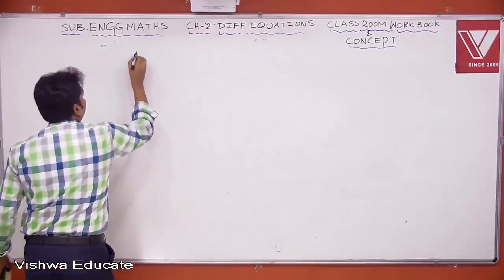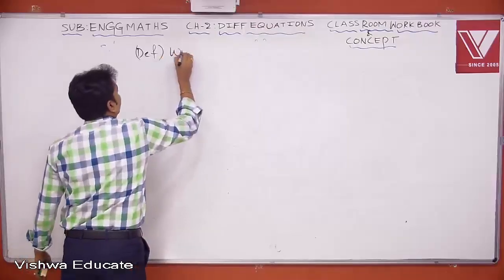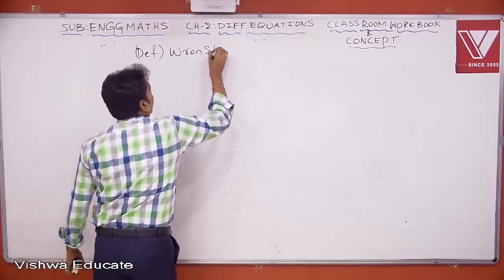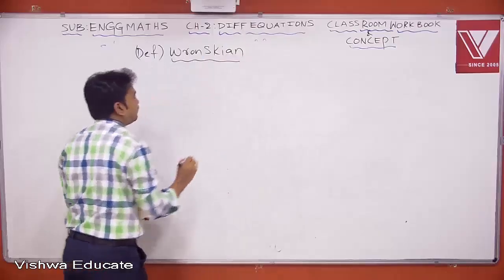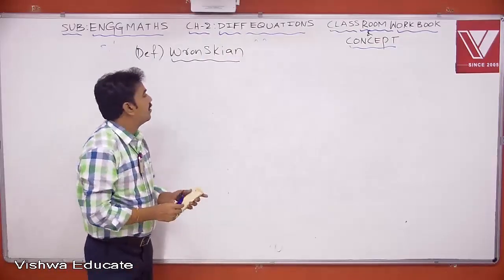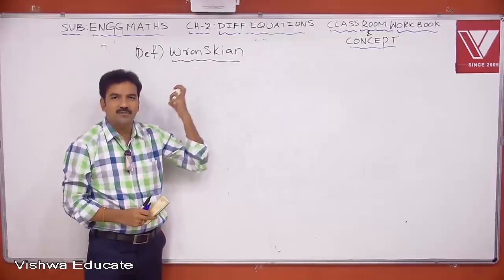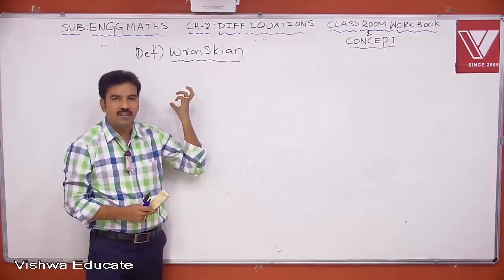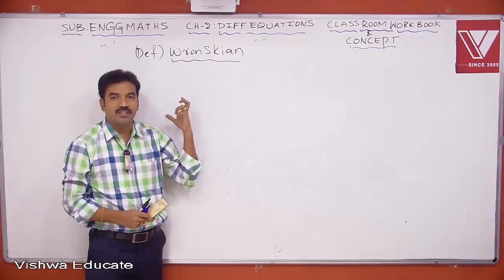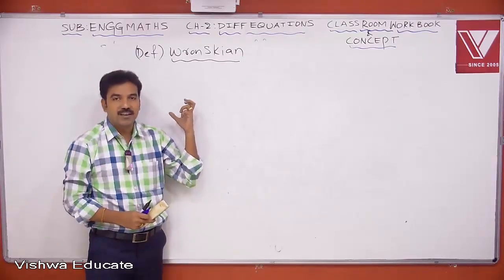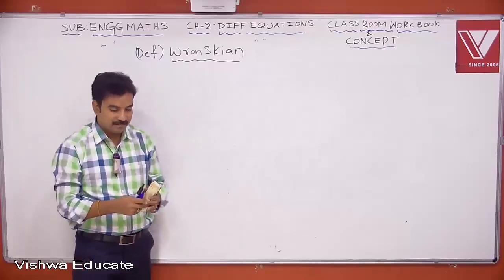Next concept, we discuss one definition, that is Wronskian. When you look at this term, it seems to be a very surprising word. Let me tell you what is Wronskian. Actually, Wronskian is a famous mathematician who invented differential equations. So on his name, there is one concept that is called Wronskian.